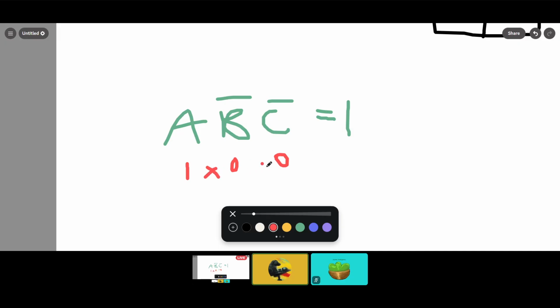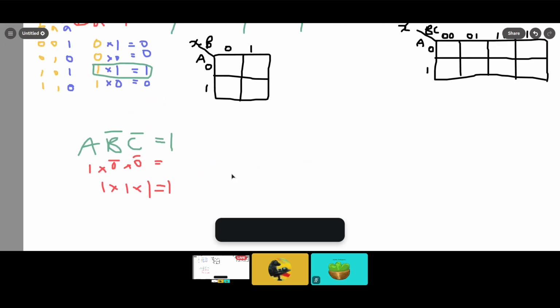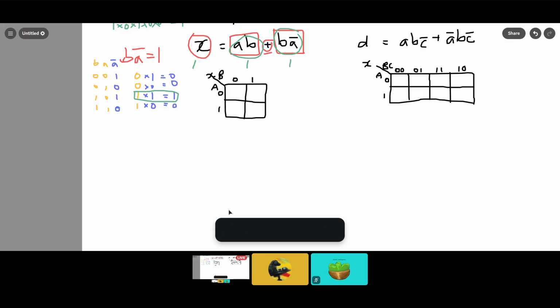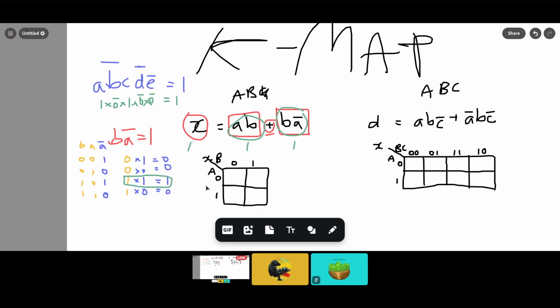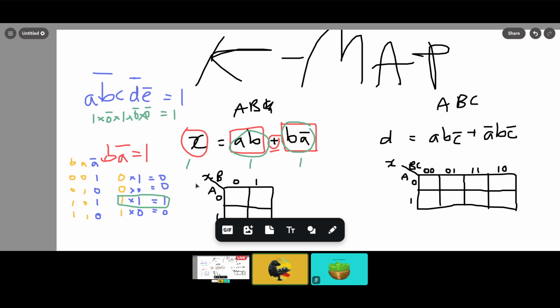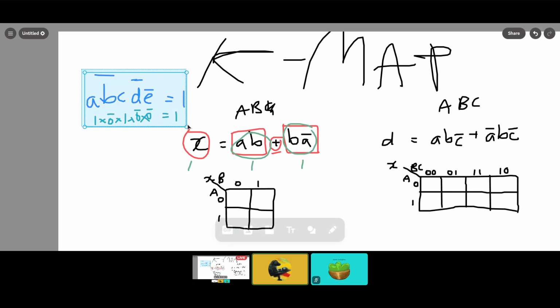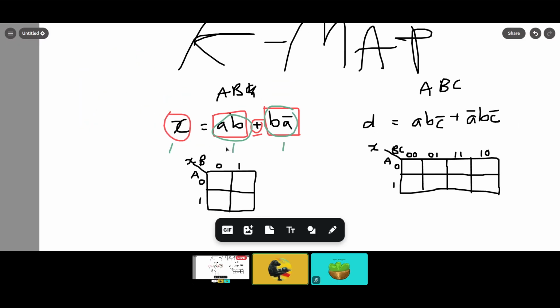Don't believe me? This works out. B is 0, then don't forget the bar, 1 times 1 times 1 equals 1. Correct. So that is how, when you have an ANDed expression equal to 1, you can get the values of all the variables. Okay, but how does this help me in any way in understanding kmap? Very, very simple.